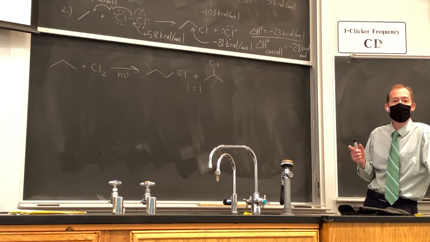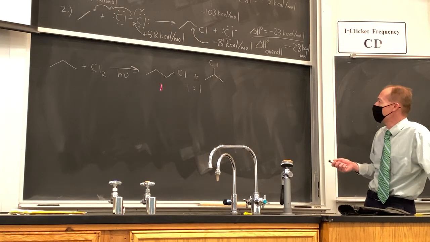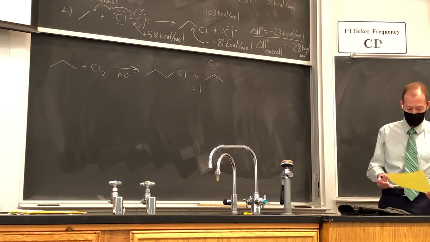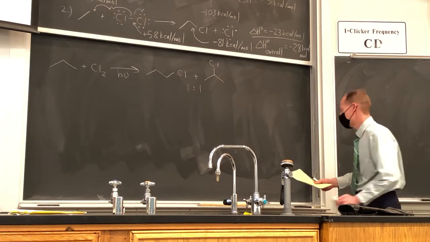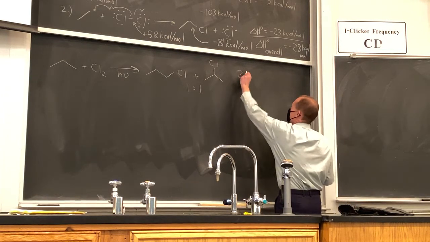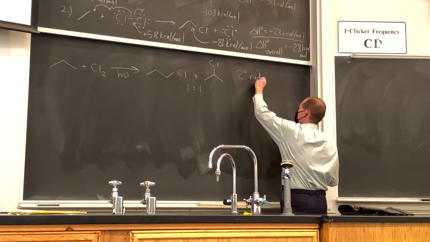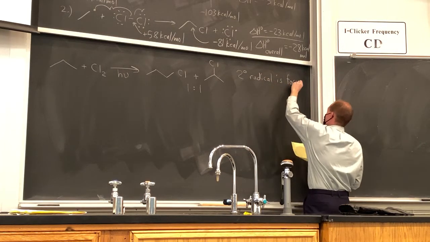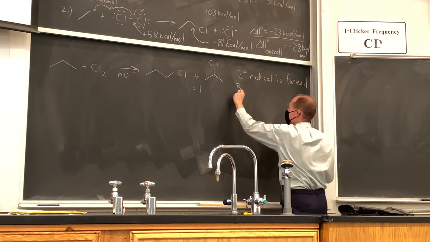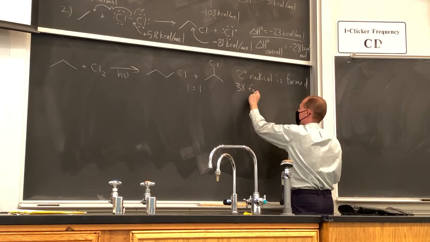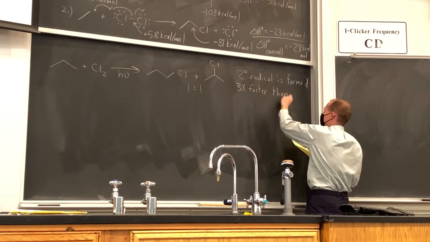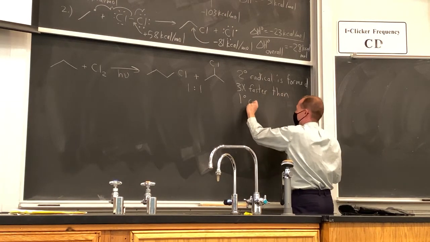But that's not what we see. Instead of seeing a 3-to-1 ratio of these products, we see a 1-to-1 ratio. So what that tells us is that the secondary radical is formed 3 times faster than the primary radical.